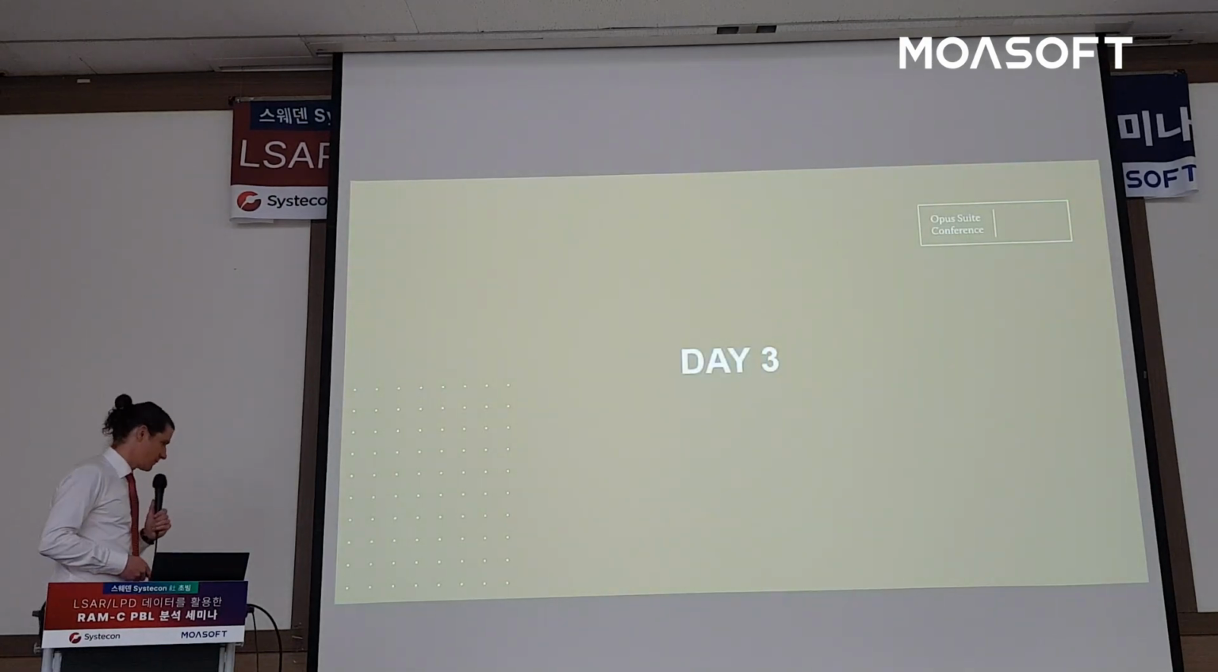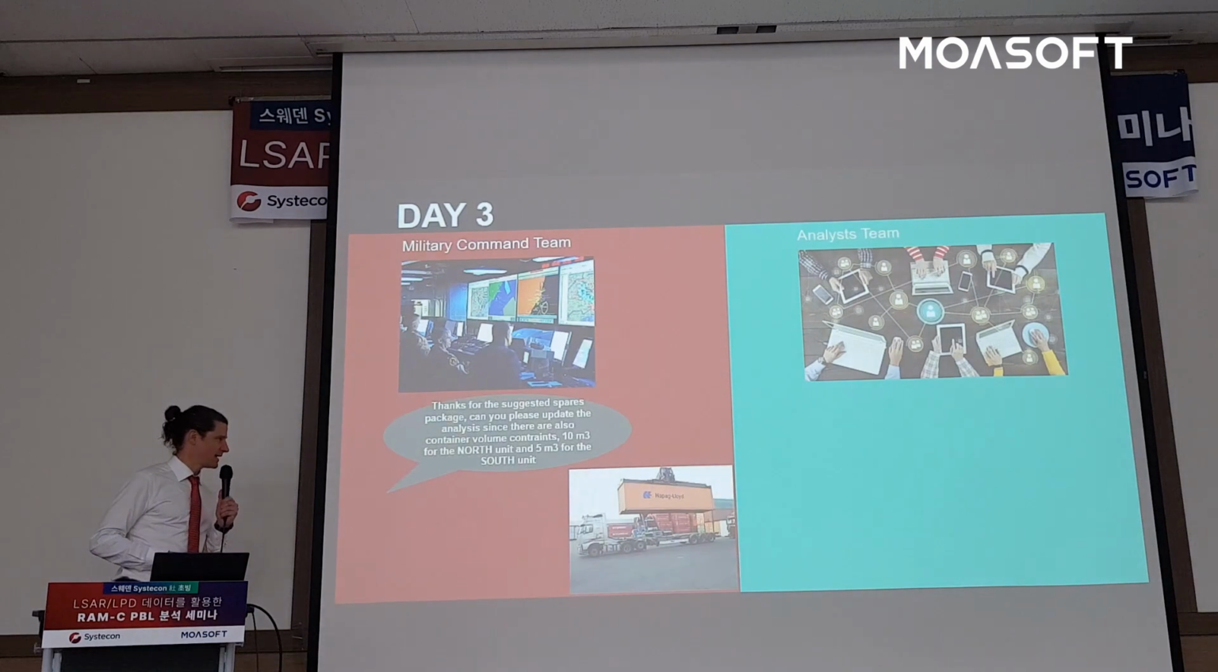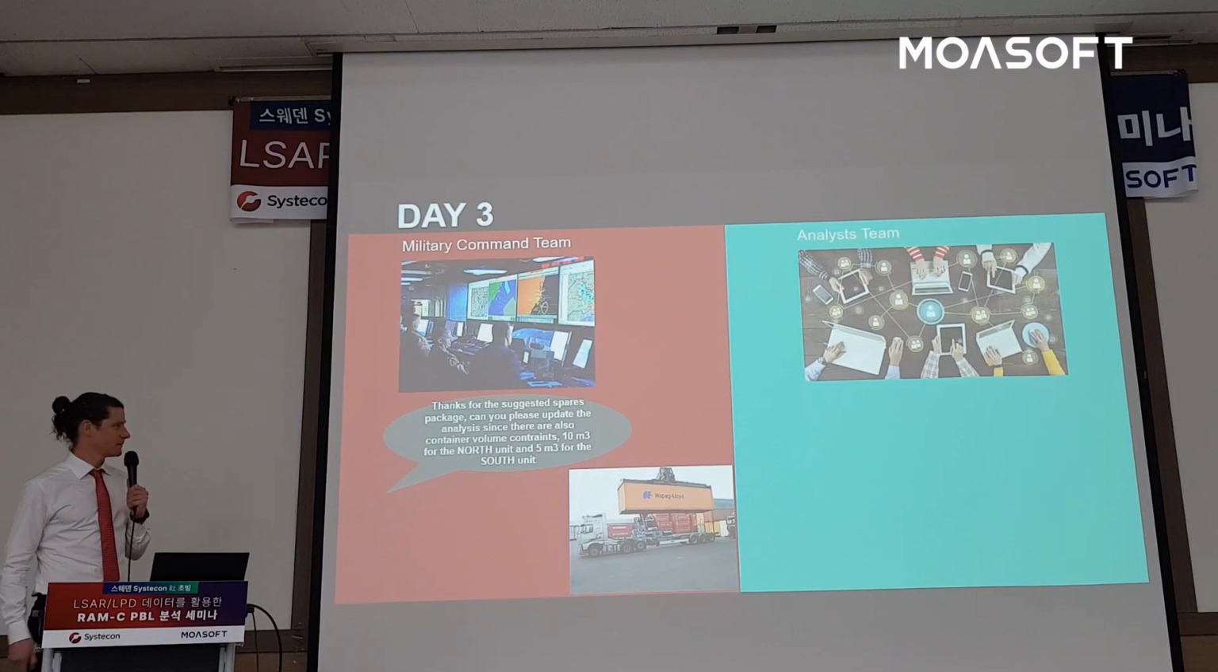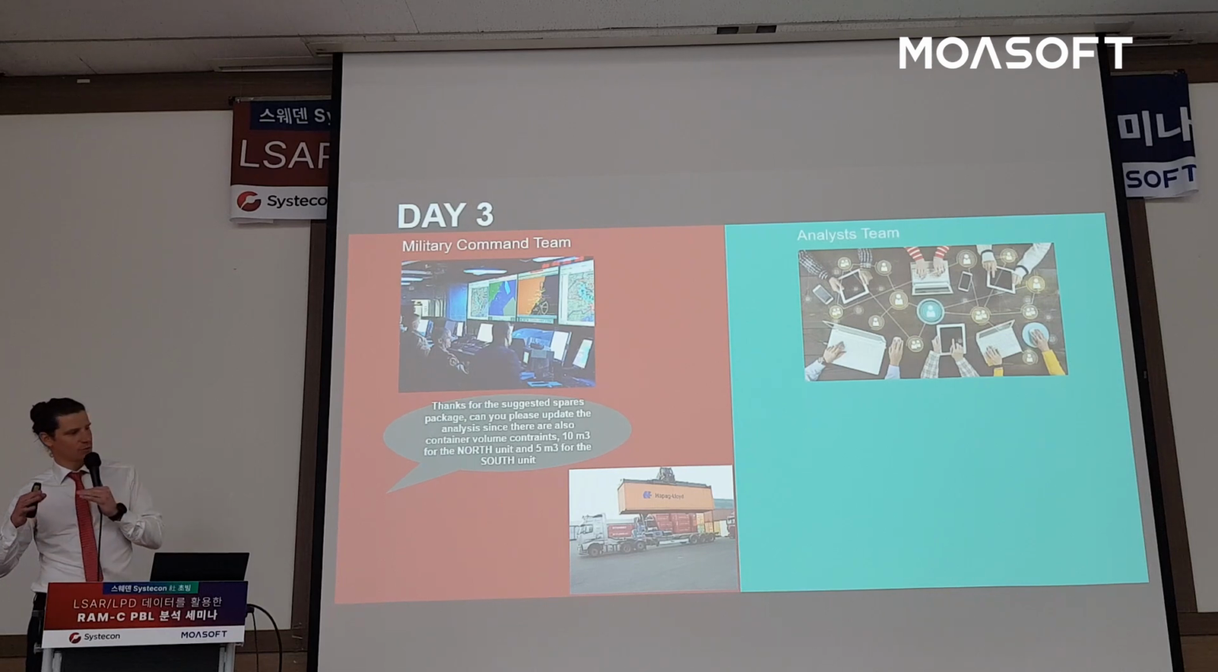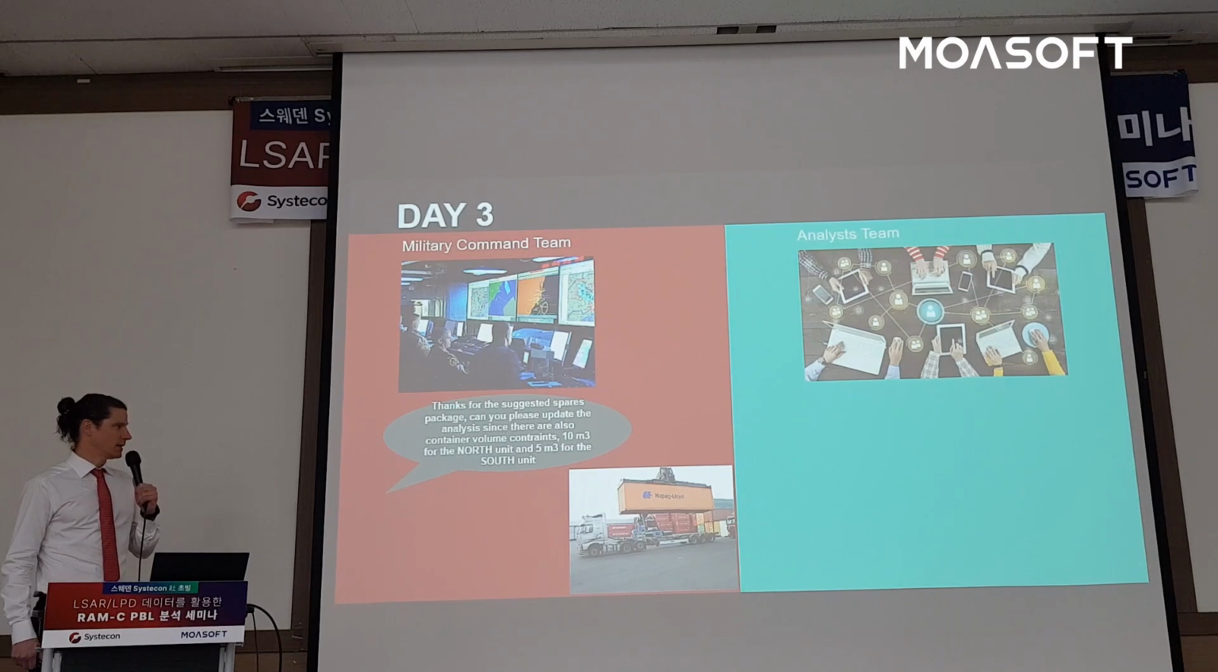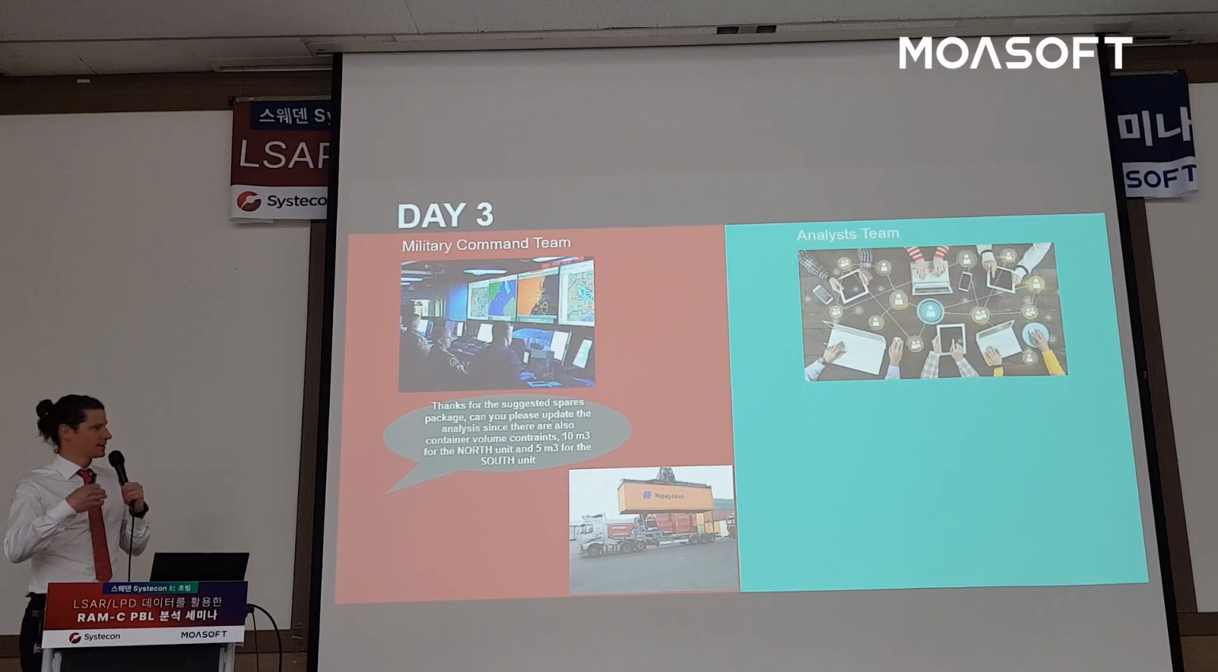So, next day. What happens now? Well, they come back and they say, thanks for that, but there's a problem. The container volumes have constraints that are different for the two different units. We have the north and the south, as you remember. Before, there was a weight constraint, but there might be a volume constraint as well. There's a volume saying that we can only send 10 cubic meters to the north unit and 5 cubic meters to the south unit. So that's another constraint on this.